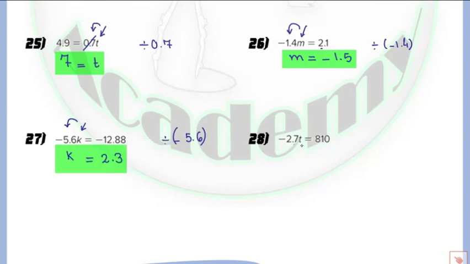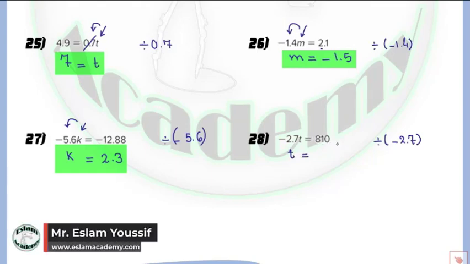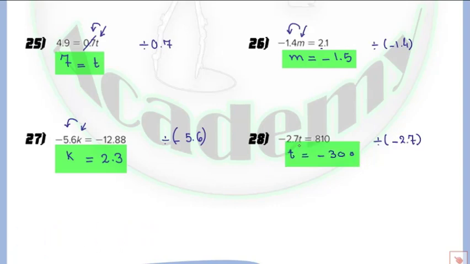Negative 2.7 t equals 810. Once we have a number multiplied by t, just divide it by this number. So just divide by negative 2.7. So negative 2.7 divided by negative 2.7, it will be equals t. 810 divided by negative 2.7, the answer will be equal to negative 300. And that's how we can solve the equation with rational coefficient.